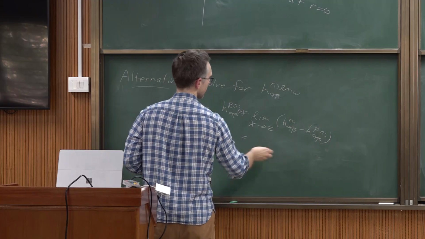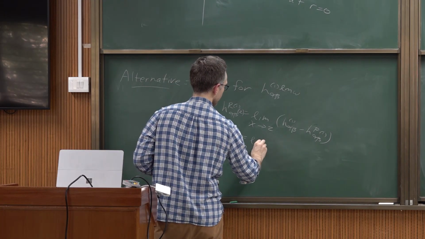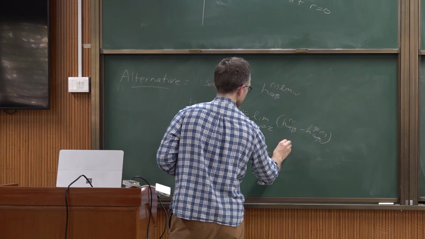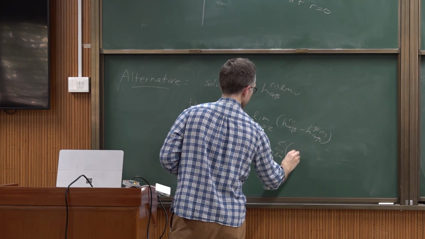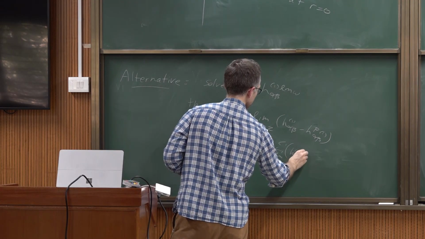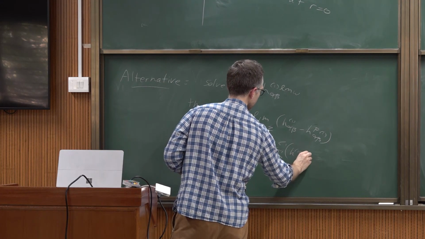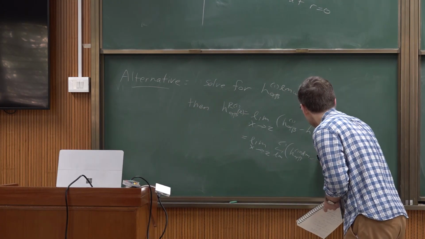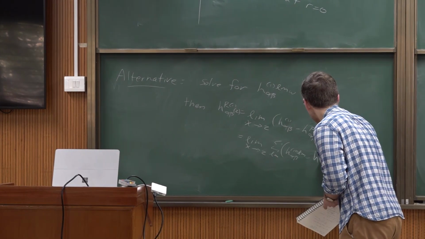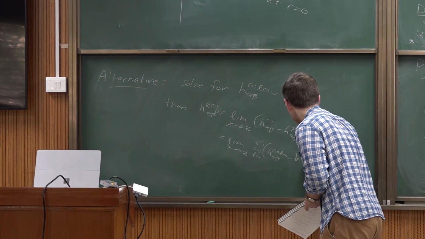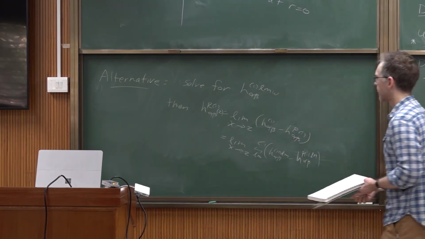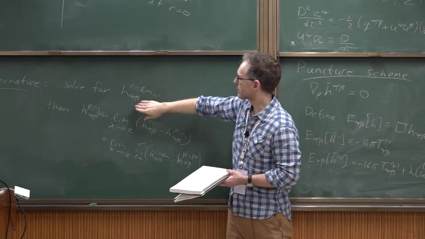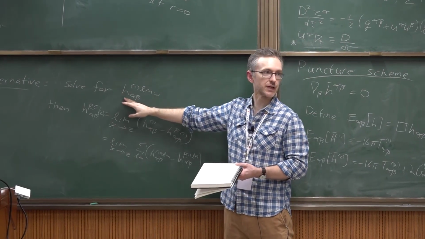We then write this as a sum over modes, h alpha beta lm minus h puncture 1 lm. And here I've just incorporated the harmonics themselves into this h alpha beta lm.